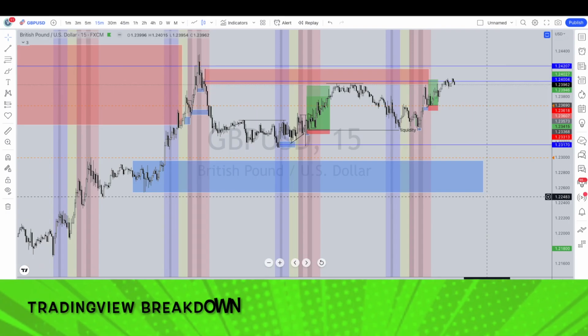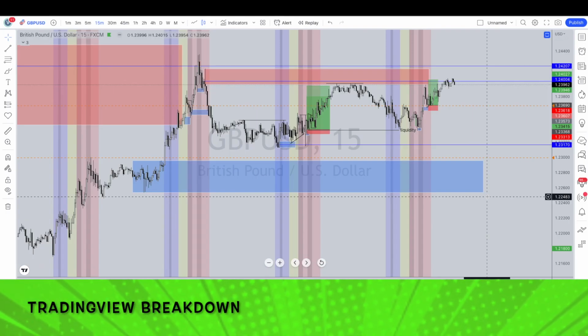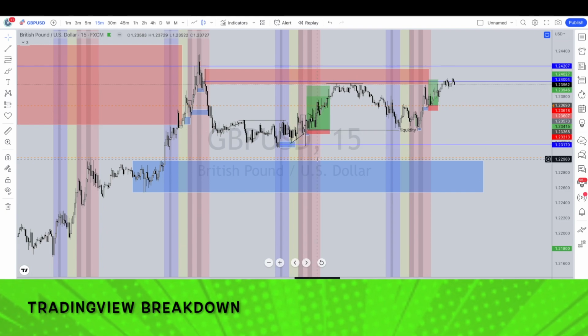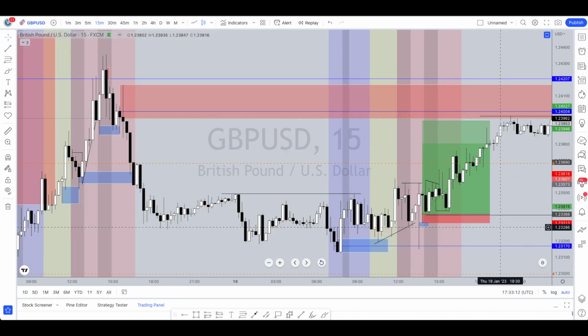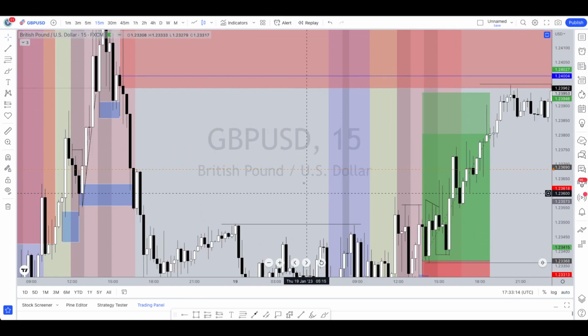So jumping straight into the actual TradingView analysis of this trade, we're going to have a look into a lot more detail of how this trade came about, why we're looking to get into the trade, and the reasons behind it.